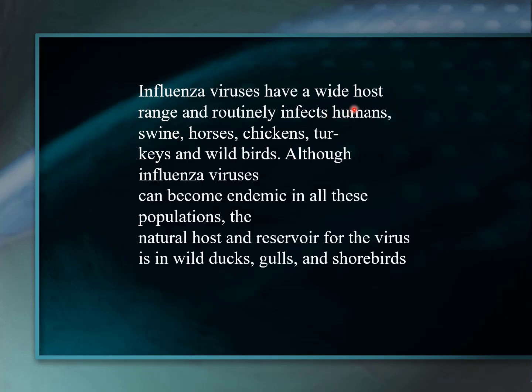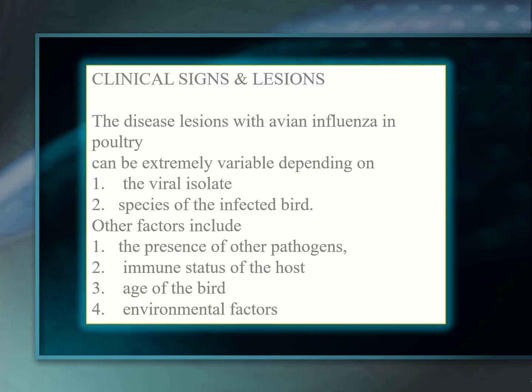Influenza viruses have a wide host range and routinely infect humans, swine, horses, chickens, turkeys, and wild birds. Although influenza viruses can become endemic in all these populations, the natural host and reservoir for the virus is in wild ducks, gulls, and shorebirds.